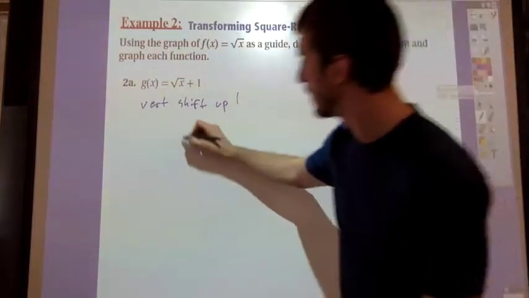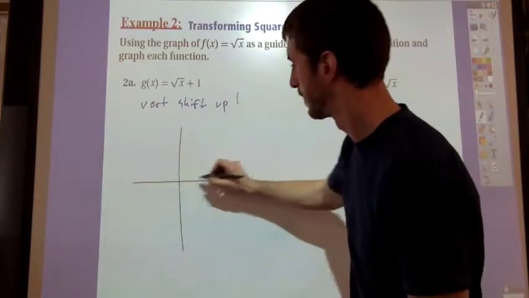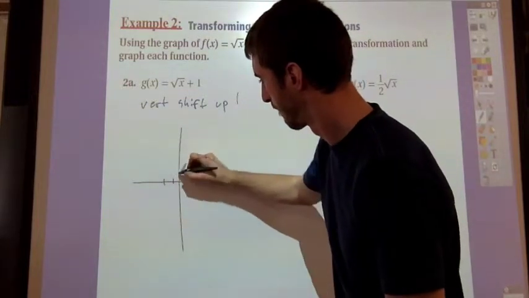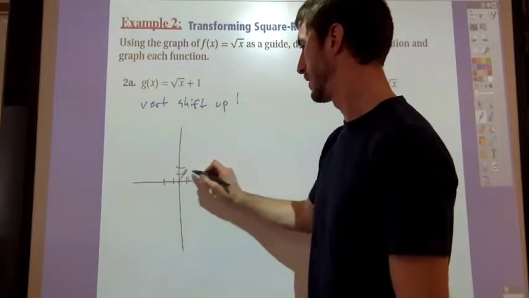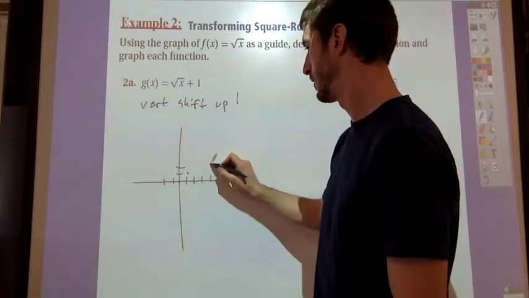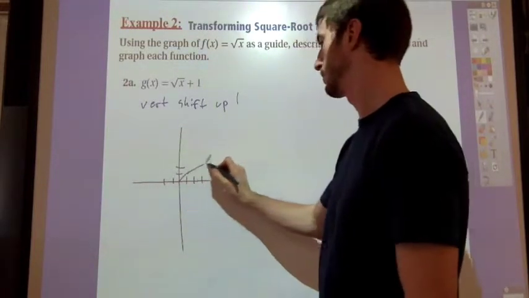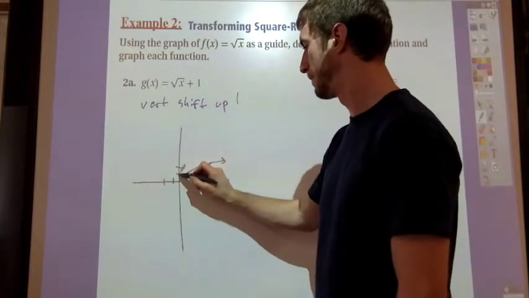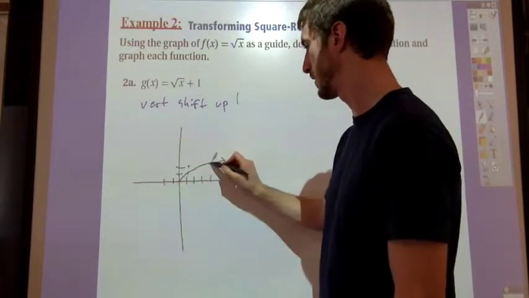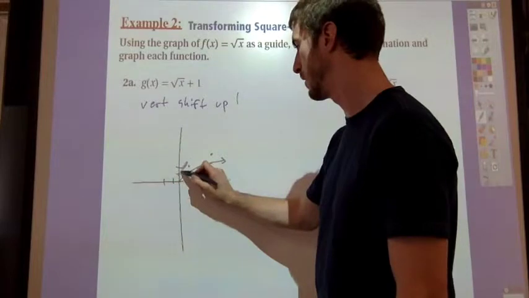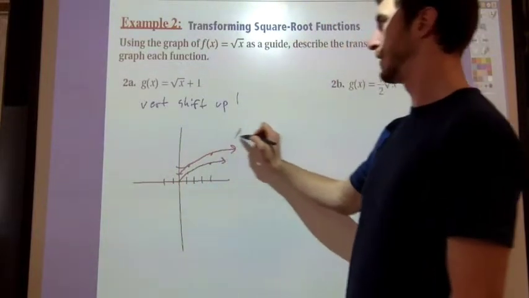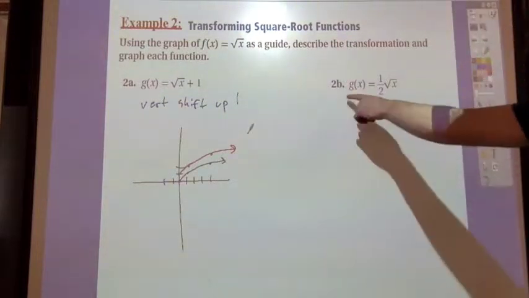And that looks like, you have a dot here, a dot here, a dot here. That's your original function. Shift it up 1. So each of these dots are getting shifted up by 1. And that's your graph right there.